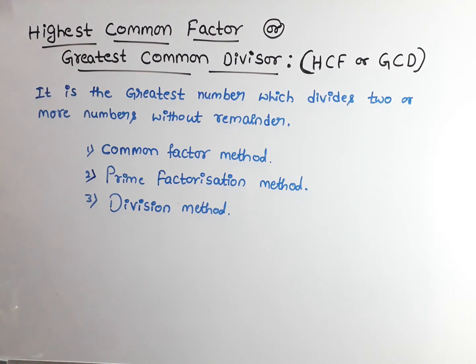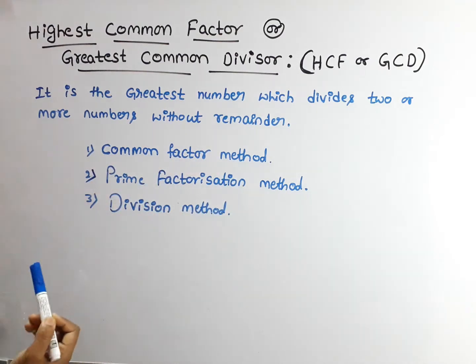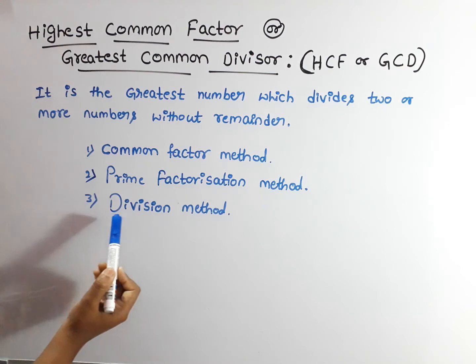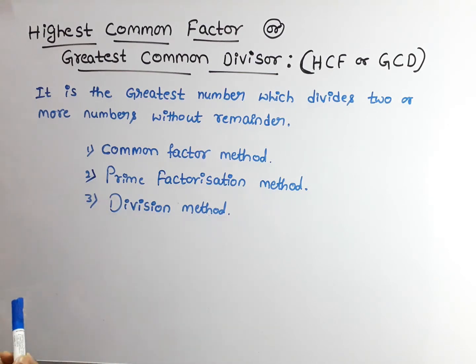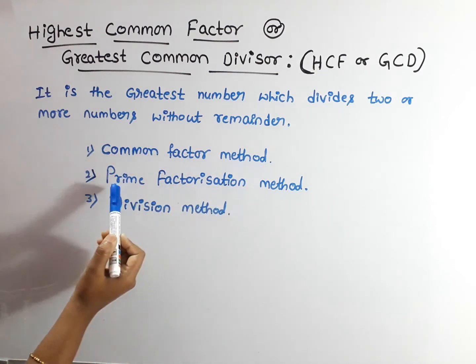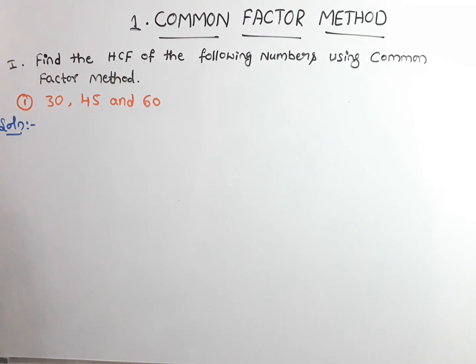We have three methods to find the HCF of two or more numbers. The first method is common factor method, the second one prime factorization method, and the third one division method. Today we will discuss the first two methods, common factor method and prime factorization method. Find the HCF of 30, 45 and 60 using common factor method.